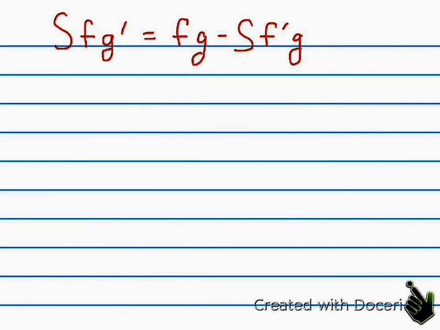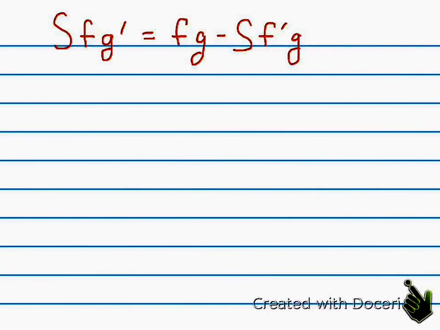Okay, so if we have the integral of some function times the derivative of another function, it'll be equal to the product of the two functions minus the integral of the derivative of the first function times the original second function. We're going to write this in different notation now.